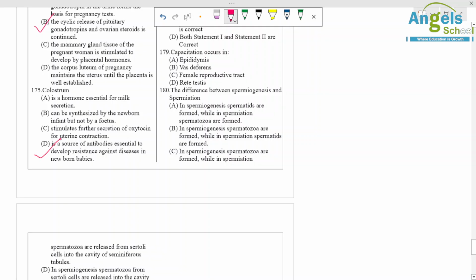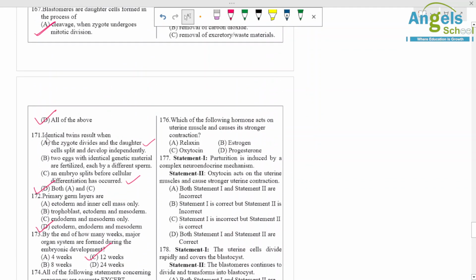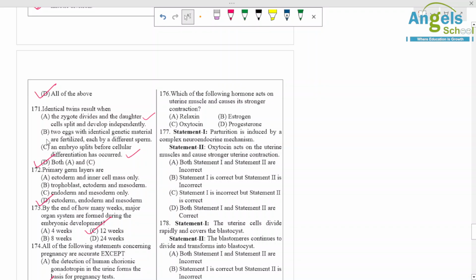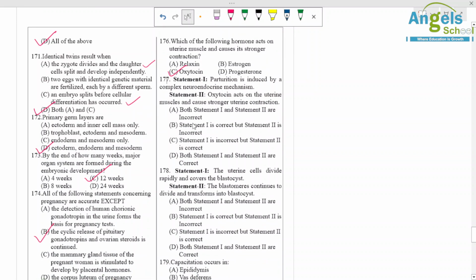Okay. Question number 176. Which of the following hormone act on uterine muscles and cause the stronger contraction? So for contraction of muscles, oxytocin is required or oxytocin is responsible. Parturition is induced by a complex neuroendocrine mechanism. Correct statement है. Oxytocin act on uterine muscles and cause stronger uterine contraction. Both are correct statement, so option D is correct.